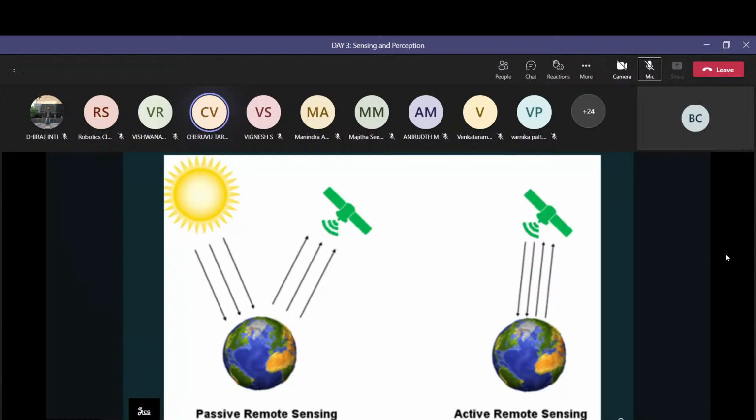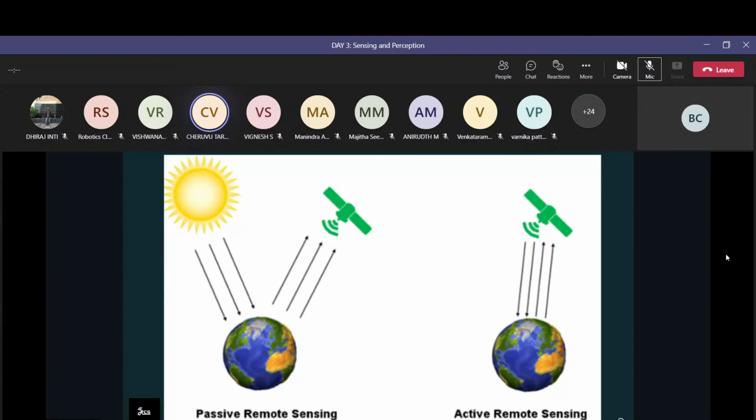An example for active and passive sensing in daily life: whenever you go to photo shoots, assume your friend is having a camera. Whenever your friend clicks a photo of you, there is a flashlight coming from the camera itself. You need not have an external flashlight to focus on you. The camera has an inbuilt flash. So when he clicks the button, a flashlight comes towards you. That flash falls on you, gets reflected back, and depending on that reflected flash, you're getting an image, right?